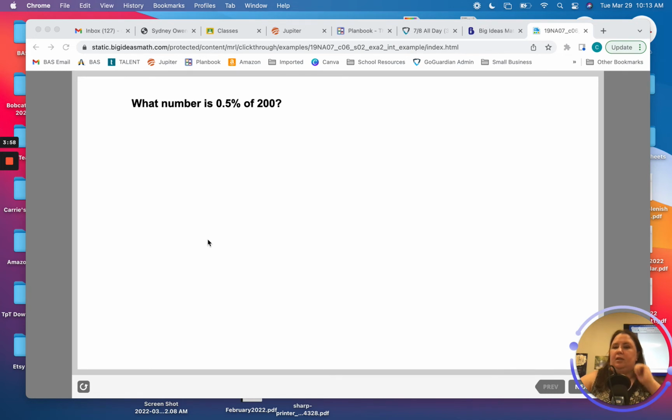Example 2, 7th grade. Put this in your journals. What number is 0.5% of 200? We need to write this into an equation and be able to solve it, so we're going to use the percent proportion. Do we know A, W, or P? We know W, the whole, which is 200. We know the percent, 0.5, so that goes where P is.